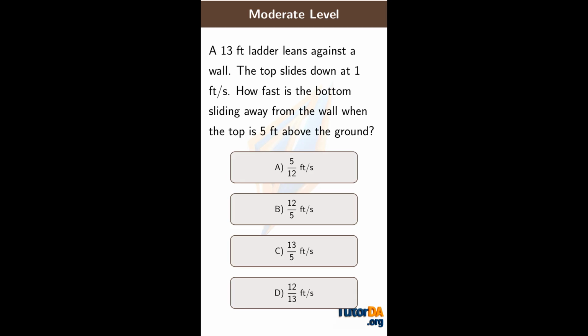Option A, 5 over 12 feet per second. Option B, 12 over 5 feet per second. Option C, 13 over 5 feet per second. Option D, 12 over 13 feet per second.